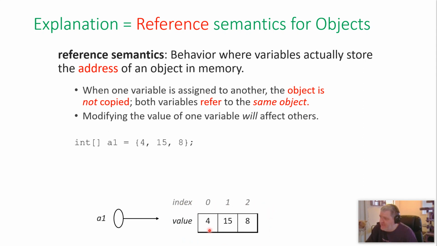It's large enough to hold 1, 2, and 3 int values. The first one will be a 4, the second a 15, and an 8. So this is my object of type array of 3 int, pretty much. And I put the reference to that object inside A1. So A1 refers to that array object, points to that array object.